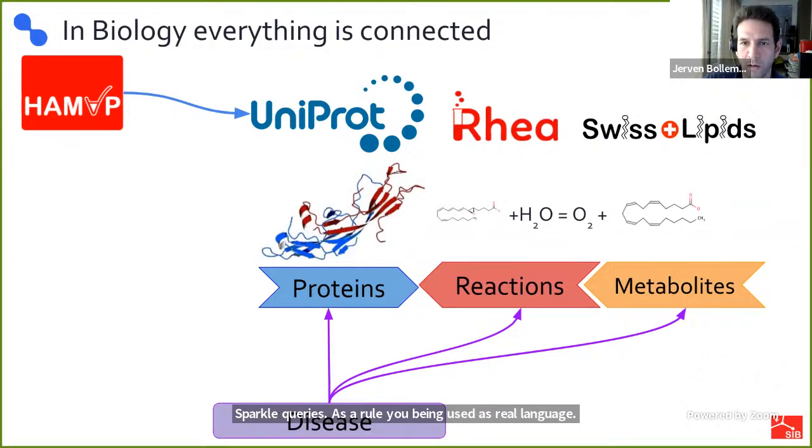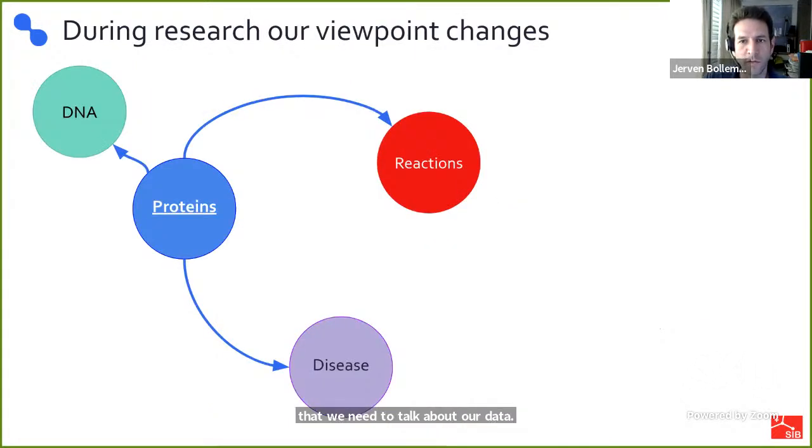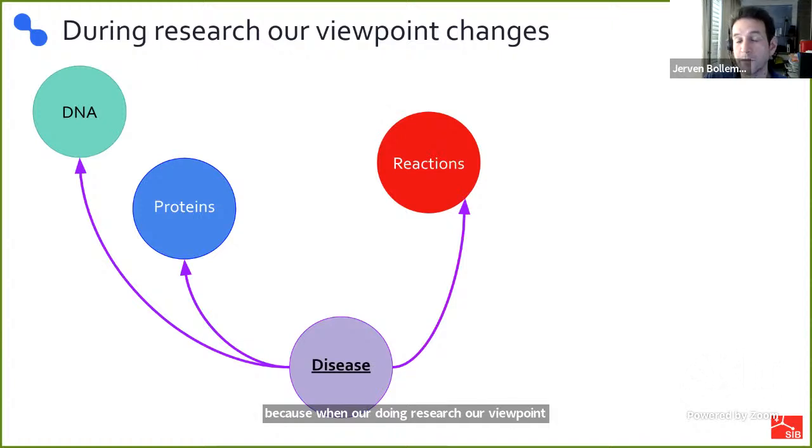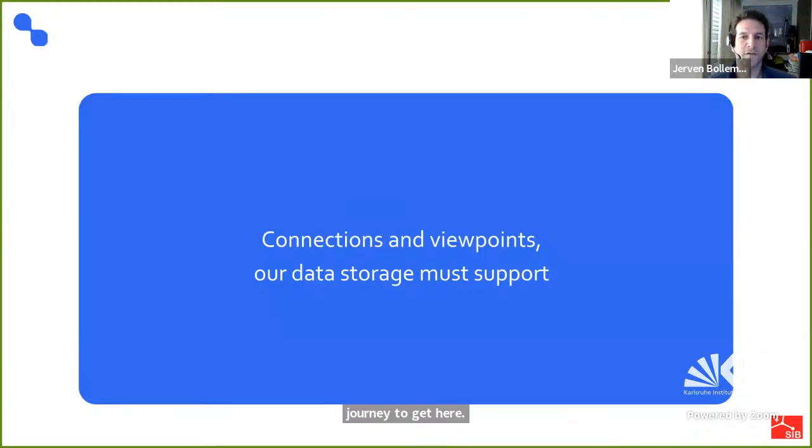So what does it mean that everything's connected? Well, it means that we need to talk about our data in different ways. Because when we're doing research, our viewpoint changes all the time. And this means that we need to use graph data formats. It's kind of obvious in hindsight, but it has been a long journey to get here. So our data storage must support these connections and viewpoints. We're already constrained to graphs because a researcher might be looking at proteins from a different viewpoint, a different research angle than we would think of at UniProt.